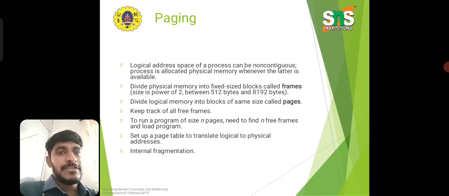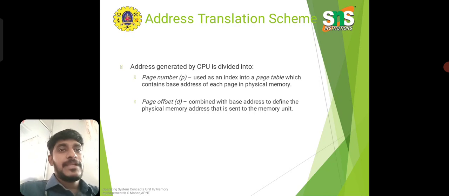We divide logical memory into blocks of the same size called pages. We keep track of all free frames. To run a program of size n pages, we need to find n free frames and load the program. We set up a page table to translate logical to physical addresses. Paging can cause internal fragmentation. In the address translation scheme, the address generated by the CPU is divided into a page number p and a page offset d. The page number is used as an index into the page table, which contains the base address of each page in physical memory. The base address is combined with the page offset to define the physical address that is sent to the memory unit.